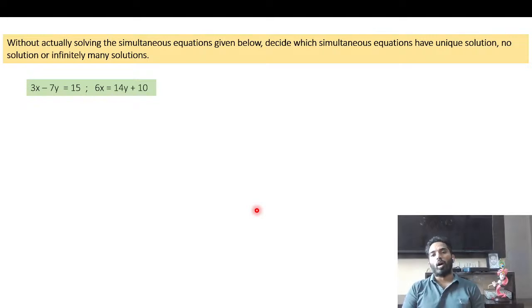I know most of you are today busy traveling and playing Garba, but nevertheless, they can watch this session later on. Try solving this up.